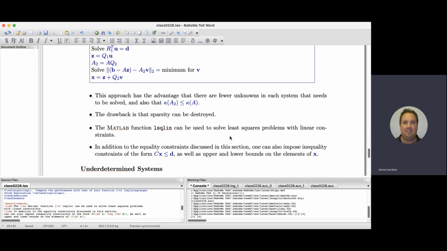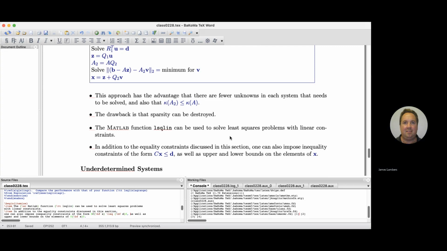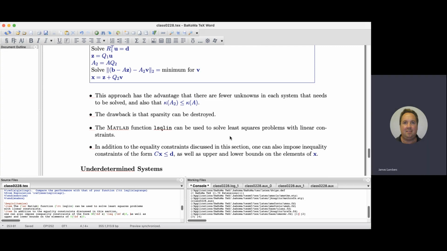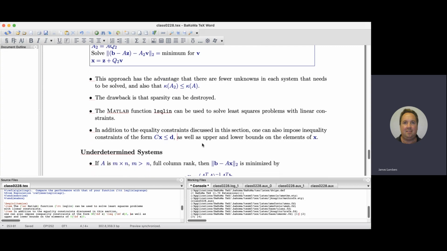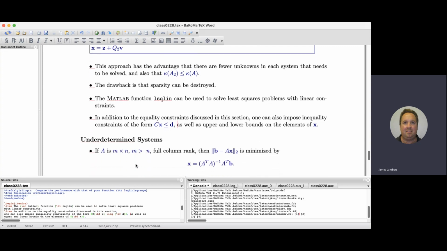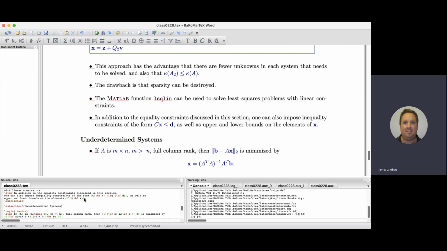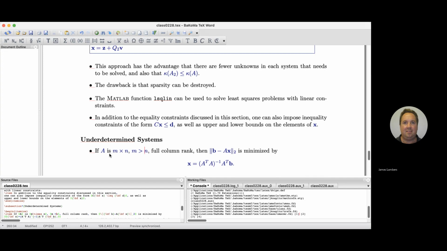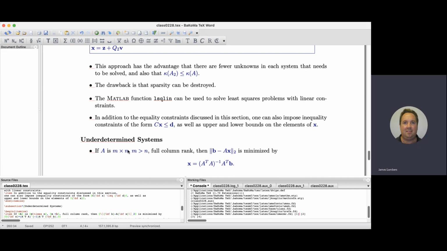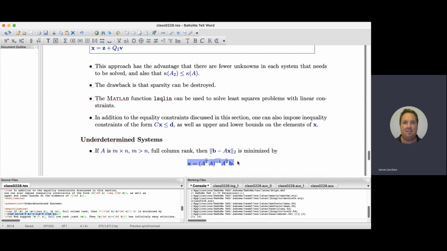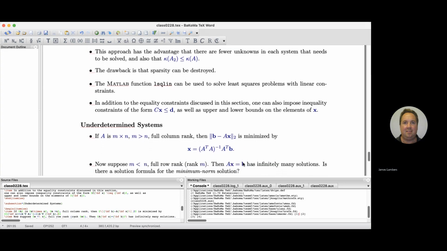Now, before I get into least squares with quadratic constraints, one aside from the least squares with linear constraints problem is a problem solving an underdetermined system. So we talked about overdetermined systems before. That's from the beginning of this least squares discussion. Now, as a recap, if we have this least squares problem, where we have more rows than columns, and A is full column rank, then we know that this is the solution. That just comes from the normal equations.